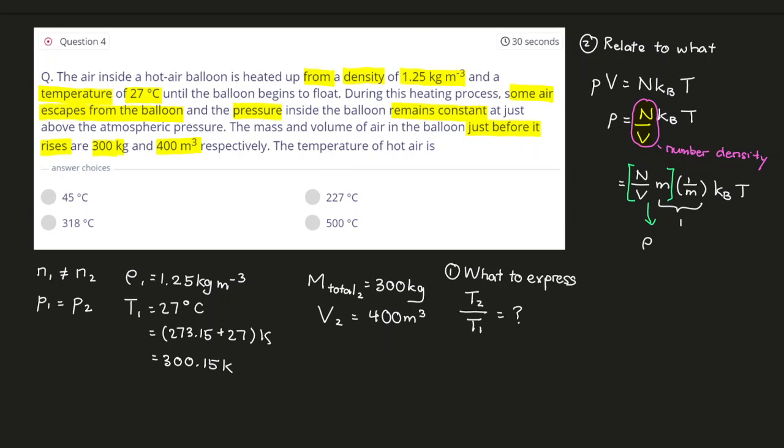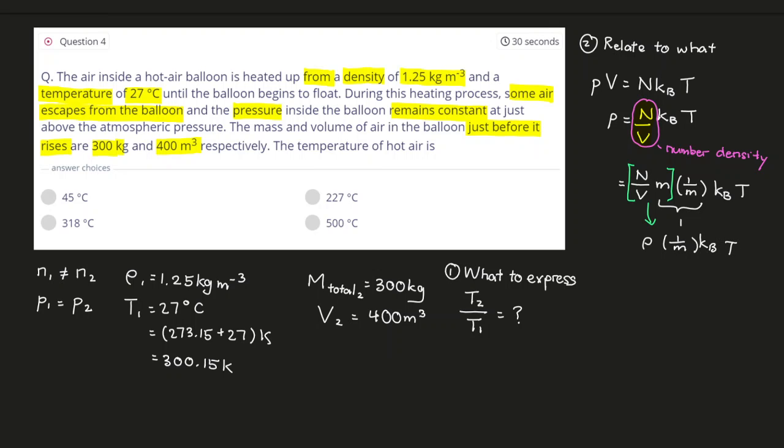How does this thing become density? Again, number density is the number of gas particles per unit volume. So if you multiply by the mass of one particle, you get mass per unit volume. N here times m represents the total mass of gas, and if you divide it by V, you get the mass per unit volume. Mass per unit volume is just density. Okay, so density multiplied by 1 over m kBT.